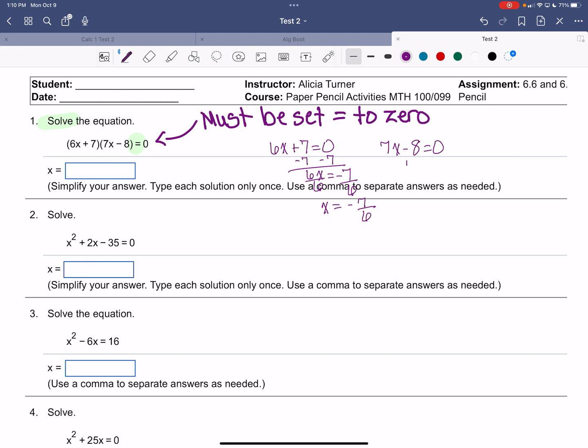Here I'm going to add 8 to both sides, and I'm left with 7x equals 8, and then I divide both sides by 7, and here I am left with x equals 8 over 7. So my two final answers here are going to be negative 7 over 6 and 8 over 7. Both of those are the answers.